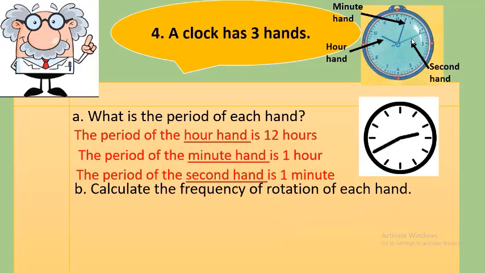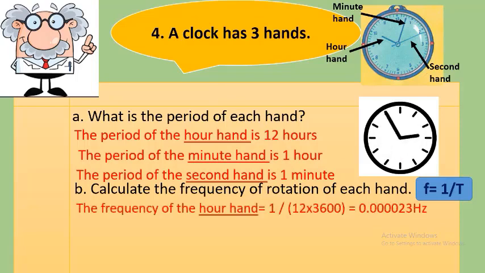So if we want to calculate the frequency of rotation of each hand, we need to recall that the frequency is equal to 1 divided by the period. Let's all recall that the period is a measure of time, and time in SI units is measured by the second. So these periods that we have up here, we have put them in hours and then in minutes. So in order to calculate the frequency, we need to convert this into seconds.